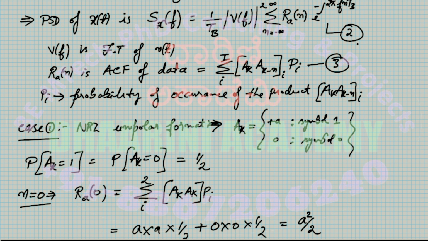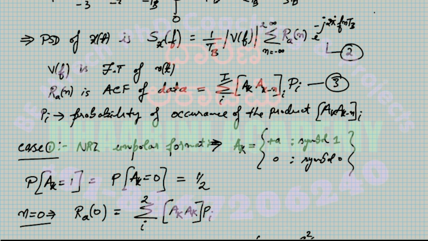So this is a very standard equation. For taking any signal's PSD, you need 1 by Tb, magnitude of V of f the whole square, into a summation all the way from minus infinity to infinity of a parameter called Ra of n, times e to the power minus j2 pi f n T. The result comes in the f domain because the summation variable is n, Tb is a constant, and the variable here is f. So f is a variable in equation 2.